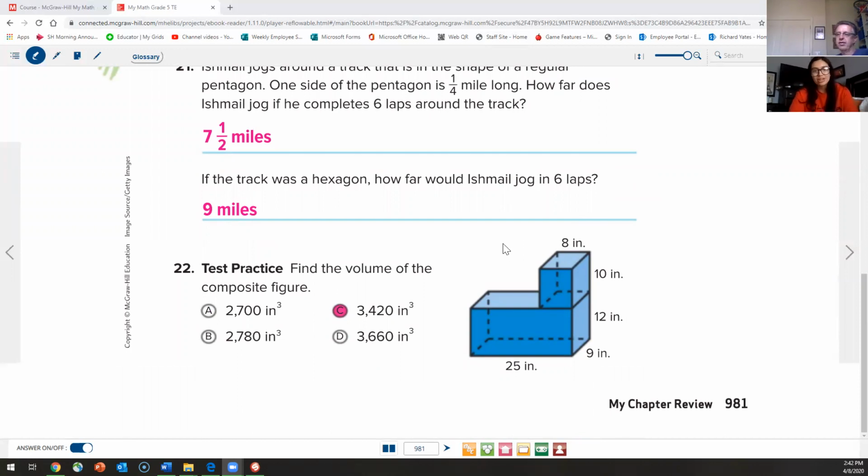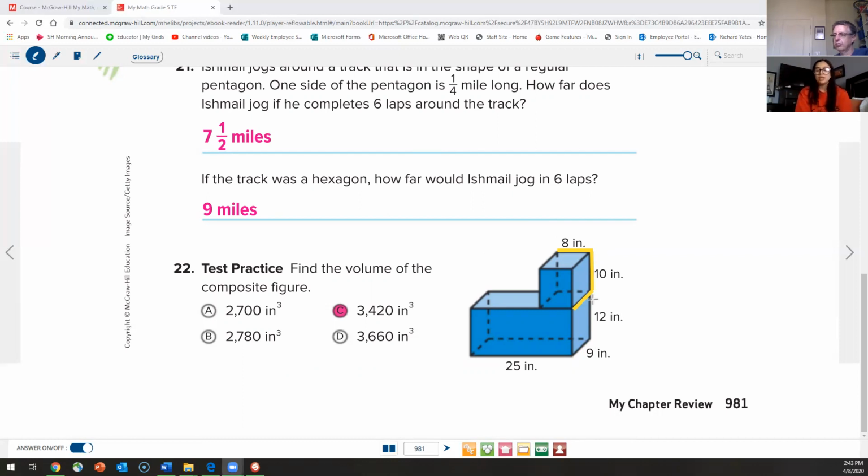Number 22 says find the volume of the composite figure. So this is the one where, when we went over how you should be doing this, you have to find the volume of each figure. You wanted to find the volume of the top little rectangular prism. And then you had to take whatever volume you got for that one and add it to the volume of the bigger rectangular prism on the bottom.